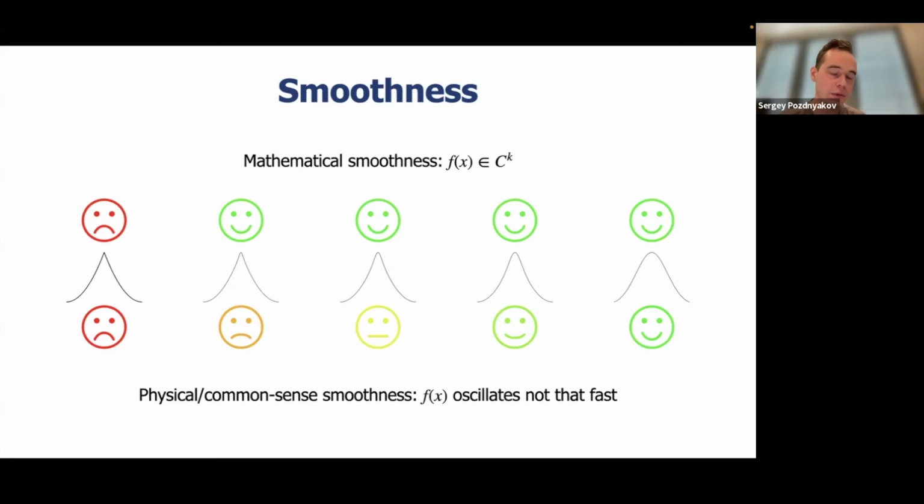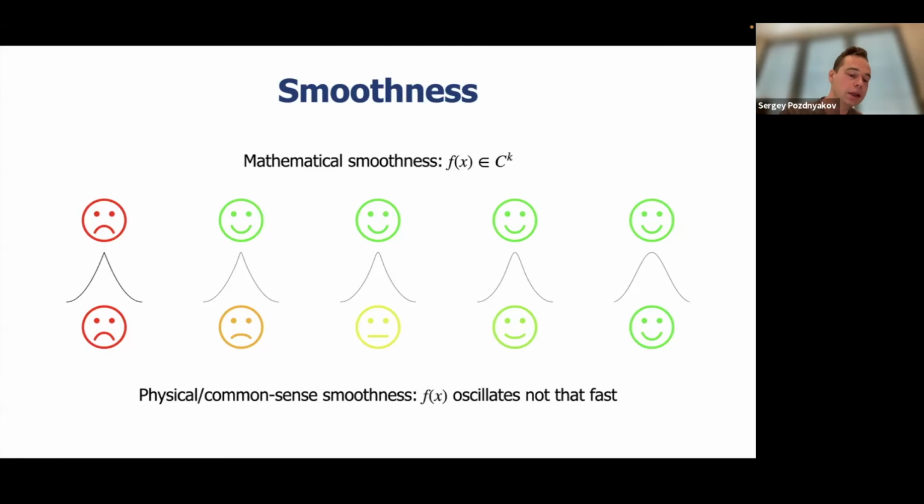So mathematical smoothness is a discrete notion. A function is either smooth or not smooth. Namely, this function is not smooth because it's not differentiable here. All the other functions are smooth in a mathematically rigorous sense. But for physical or common sense smoothness, there are gray scales. This function we call not smooth at all. This function we call rather not smooth. This function we call something in between. This function we call rather smooth. And this function we call perfectly smooth.